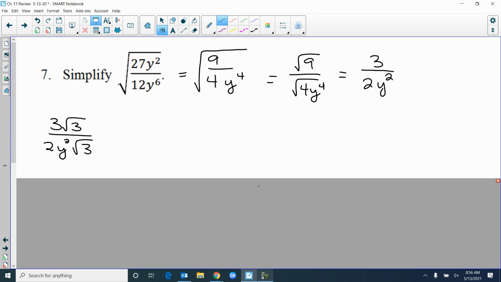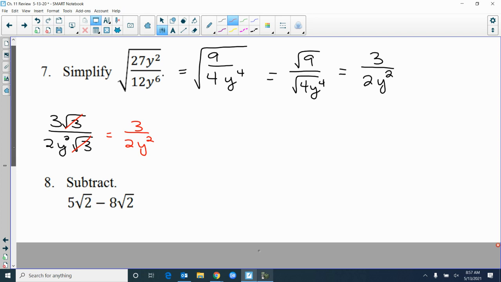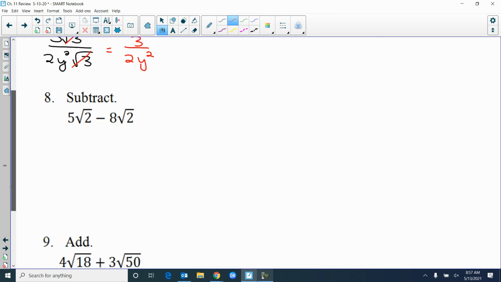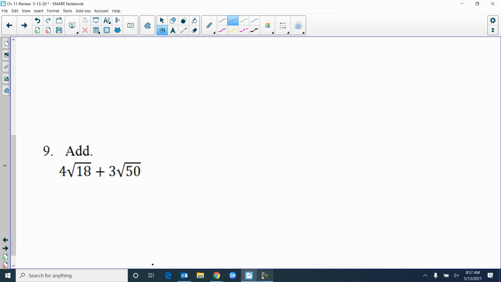When you get to this point, you've got to know that when you have the exact same thing on top and the exact same thing on bottom, those will cancel out. And so then you would make this 3 over 2y squared. Okay? It's not a big mistake. So we get points marked off if we didn't write that. Yeah, I'd take off points for having radical 3 and radical 3 there. That's probably the one. All right, number 9.